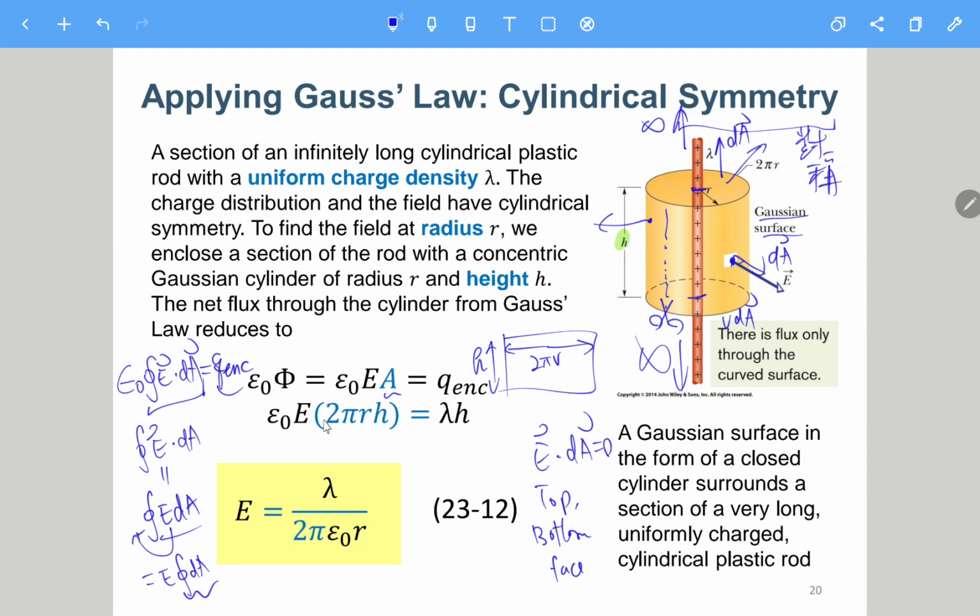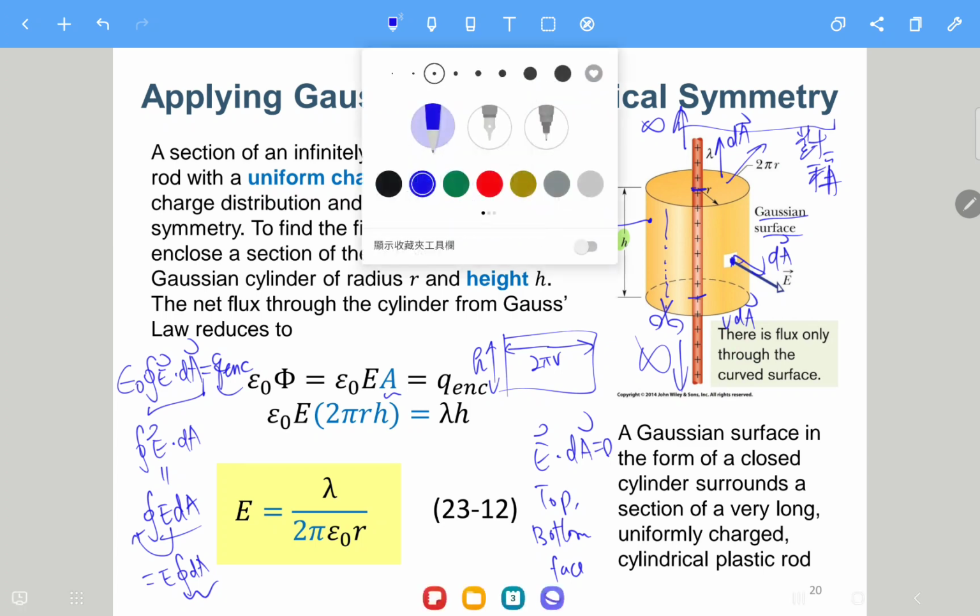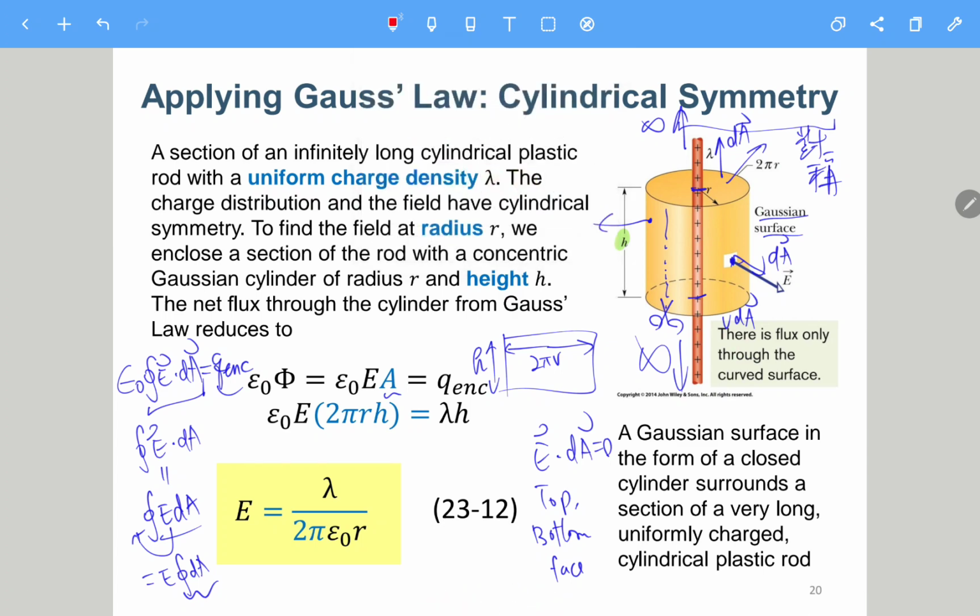So this is the surface area times the E field, which is uniform on the side face, and then also times this epsilon naught. So epsilon naught times E times A. And then A is this term. E equals lambda H, so we come to this part already. Here we can have some cancellation. This H and this H cancel each other.